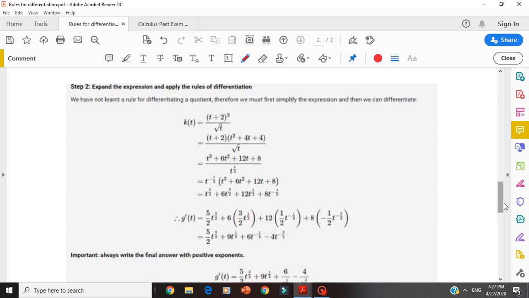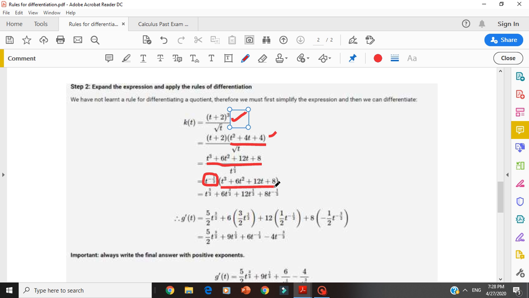Okay, and so moving down, what we're going to first do on the numerator is FOIL it out. So t plus 2 squared is t squared plus 4t plus 4, so that's done. Then you're going to multiply t plus 2 into each term, and you'll get t cubed plus 6t squared plus 12t plus 8, divided by t to the half. Now if I want to write this as a product, this t to the half will be written as a negative exponent, t to the minus half, like I mentioned earlier, and you will times it by the numerator.